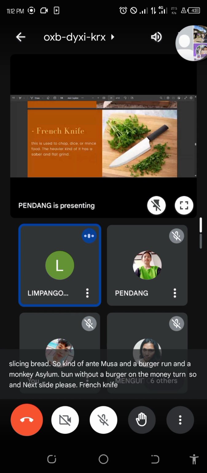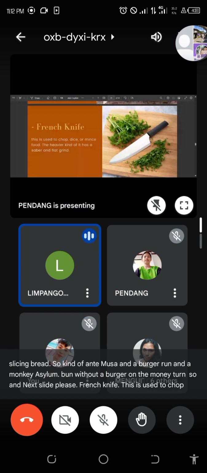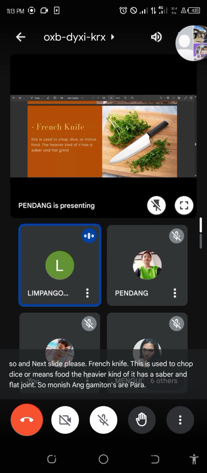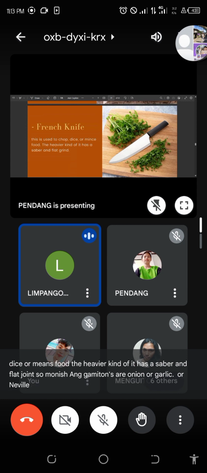French knife. This is used to chop, dice, or mince food. The heavier kind of it has a saber and flat grind. So you can use it to chop onion or garlic, or to mince small things. It has a flat blade.